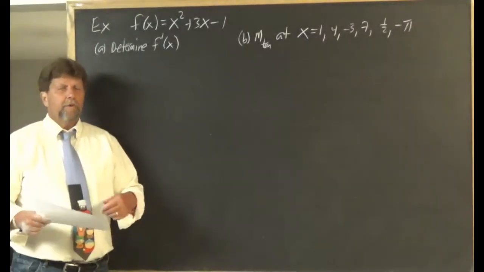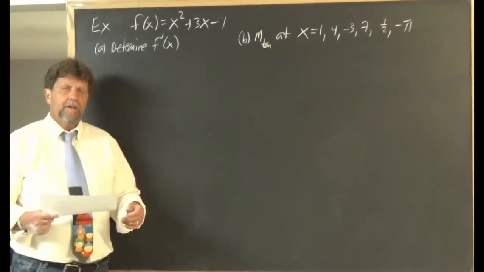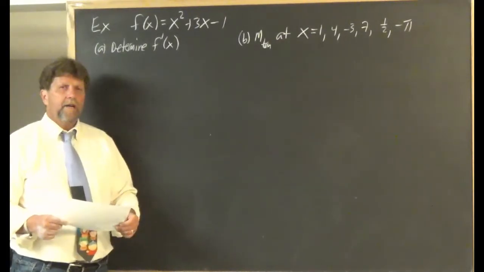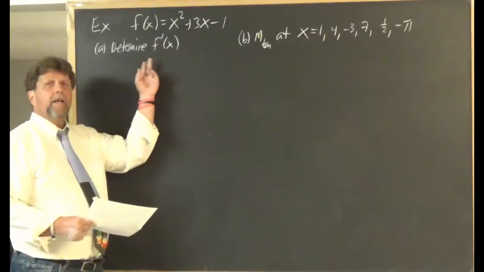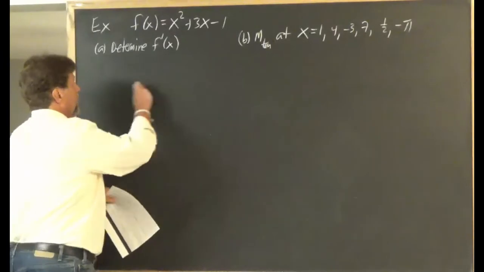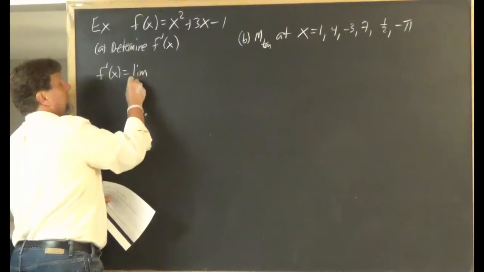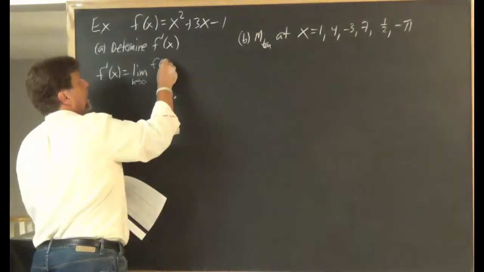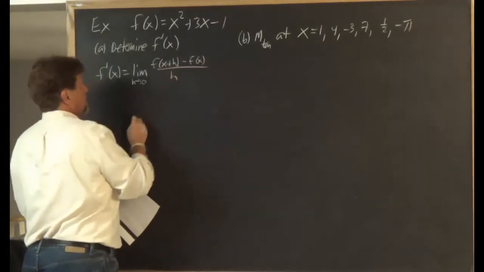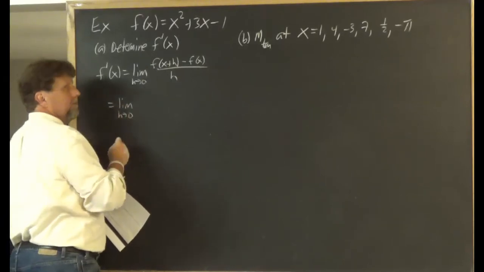All right, folks, we just learned one of the biggest definitions in all of mathematics, the definition of the derivative. So in this example, we were given the function f of x equals x squared plus 3x minus 1. And in part A, determine the derivative. Determine f prime of x. So we know f prime of x equals the limit as h approaches 0 of f of x plus h minus f of x, all over h.